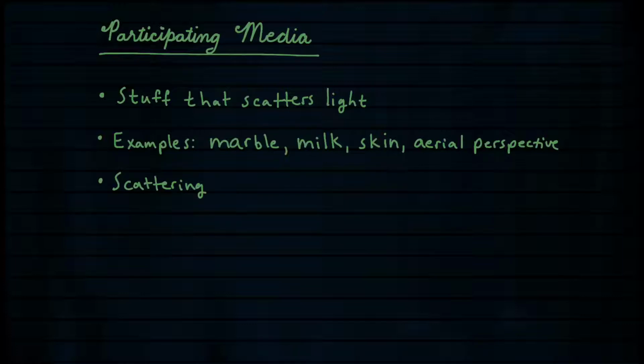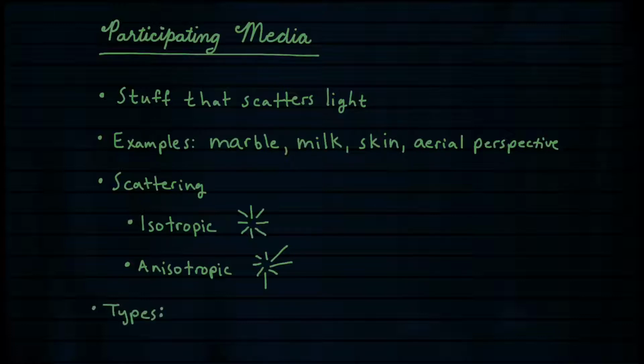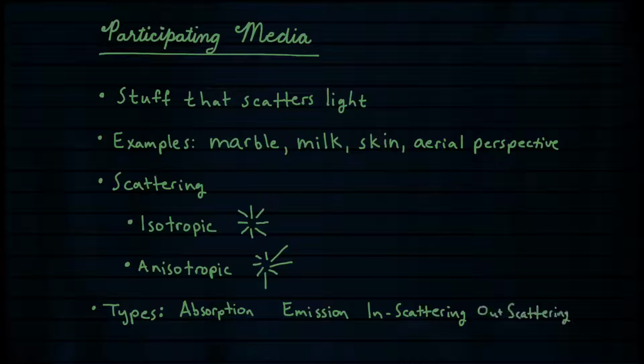So when we're talking about scattering, we can be referring to one of two things. It could be isotropic. In other words, scattering is even magnitude in all directions. Or we could be talking about anisotropic. In other words, the scattering could be different magnitudes in different directions. We can also do some further classification, and there's four main types. One's called absorption, emission, inscattering, and outscattering.